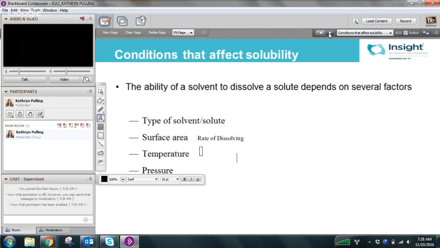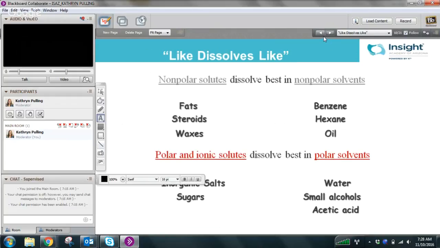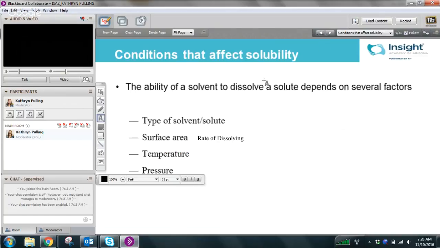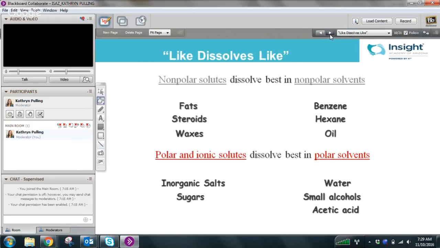So just to give you some graphical representations, oops, just kidding. So this is actually related to this first one, type of solute and solvent. Right? There's a general rule when it comes to what you can combine to make things dissolve. Like dissolves like. Right? So water, so I'm going to talk about the bottom first.